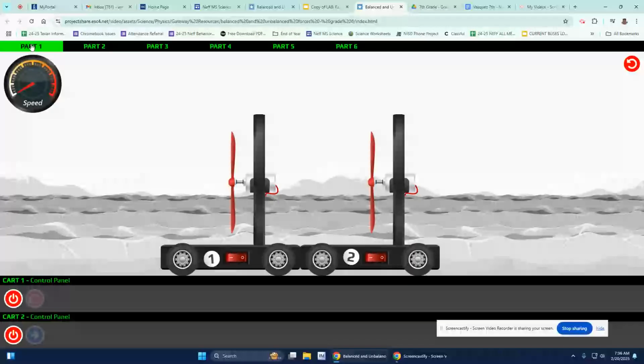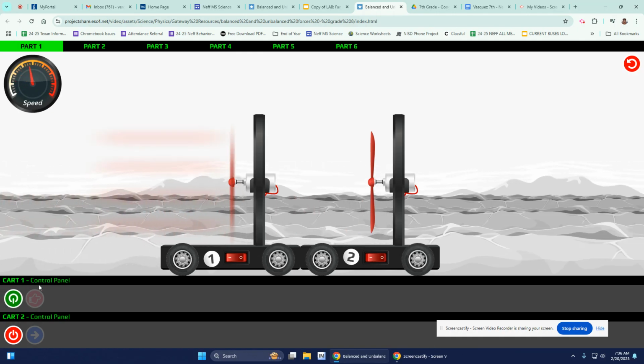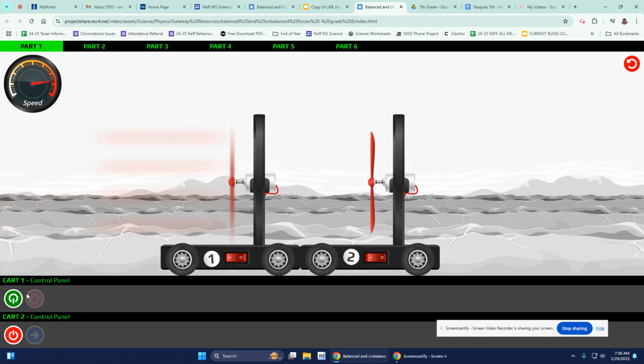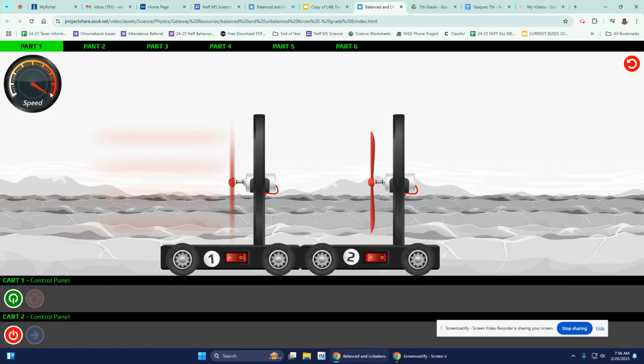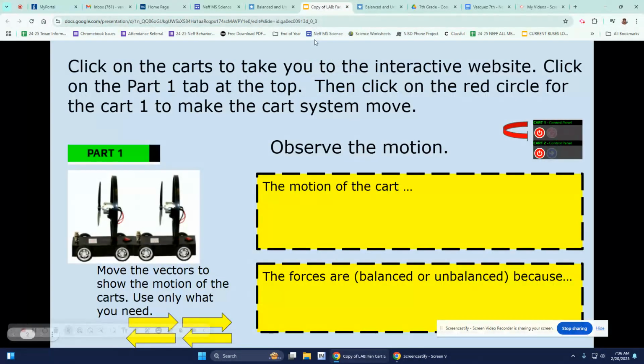Click on Part 1, and then you click on the circle to make it move. This one down here where it's cart 1. You're going to see here, look at the speed. It's asking, observe the motion of the cart, describe it. You're going to describe it in your own words. You're going to tell me the forces are balanced or unbalanced because, and explain to me here.